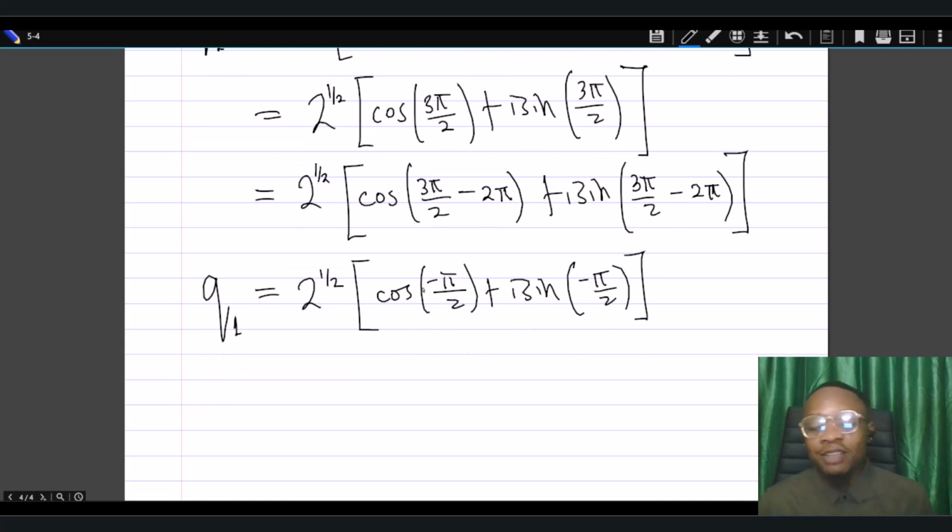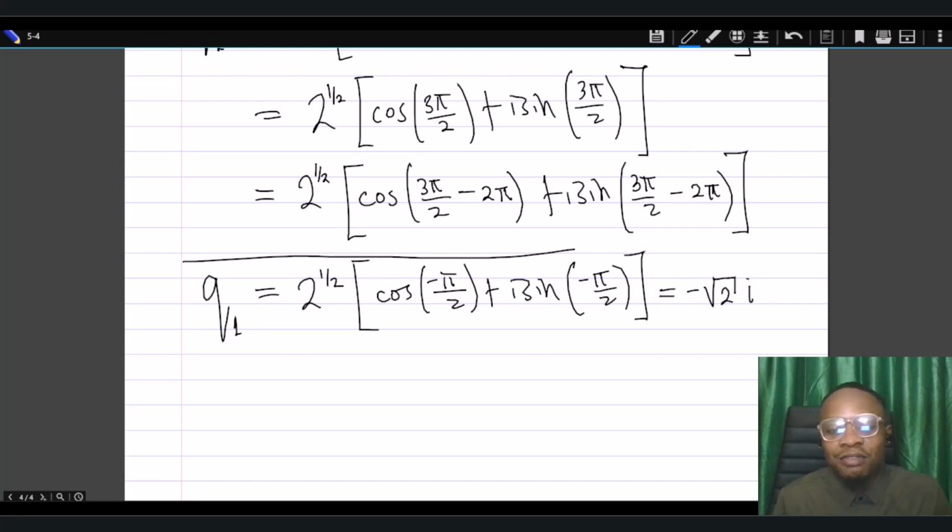The cosine of minus pi over 2, you can check with the calculator, is cosine of pi over 2, which is cosine of 90, which is 0. Sine of minus pi over 2 is minus sine of pi over 2. That is minus sine 90. Sine 90 is 1, so that is minus 1. So what you have here is minus i altogether. Then you multiply it by this, that is going to be minus root 2i. So this is negative root 2 multiplying i. So that is another root of minus 2.